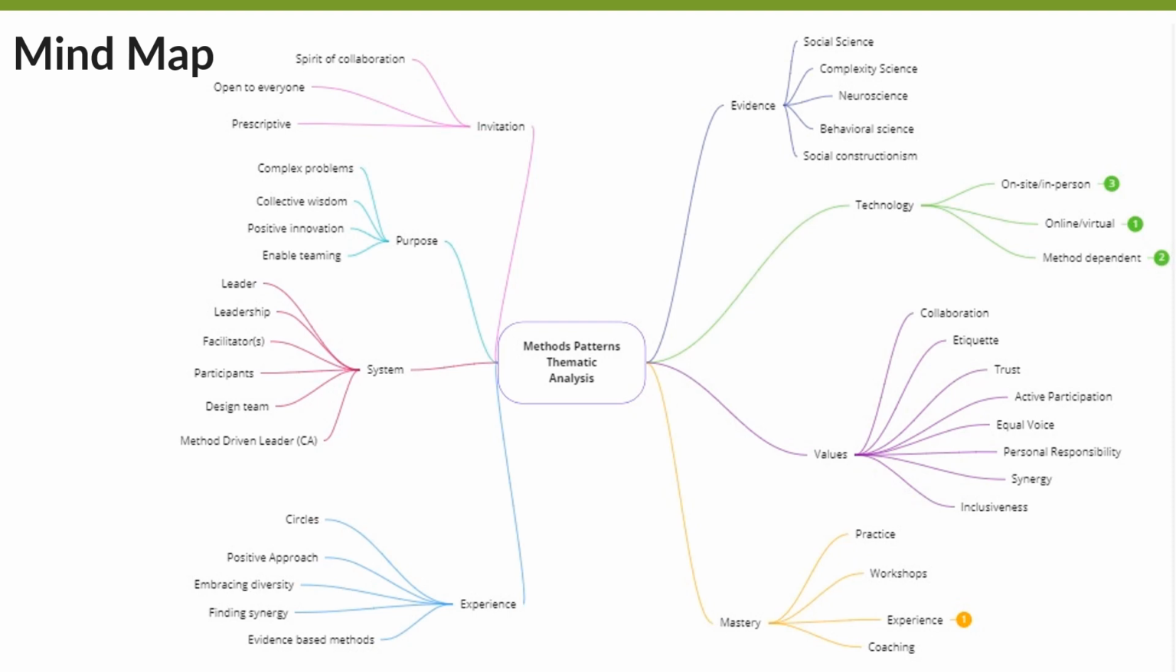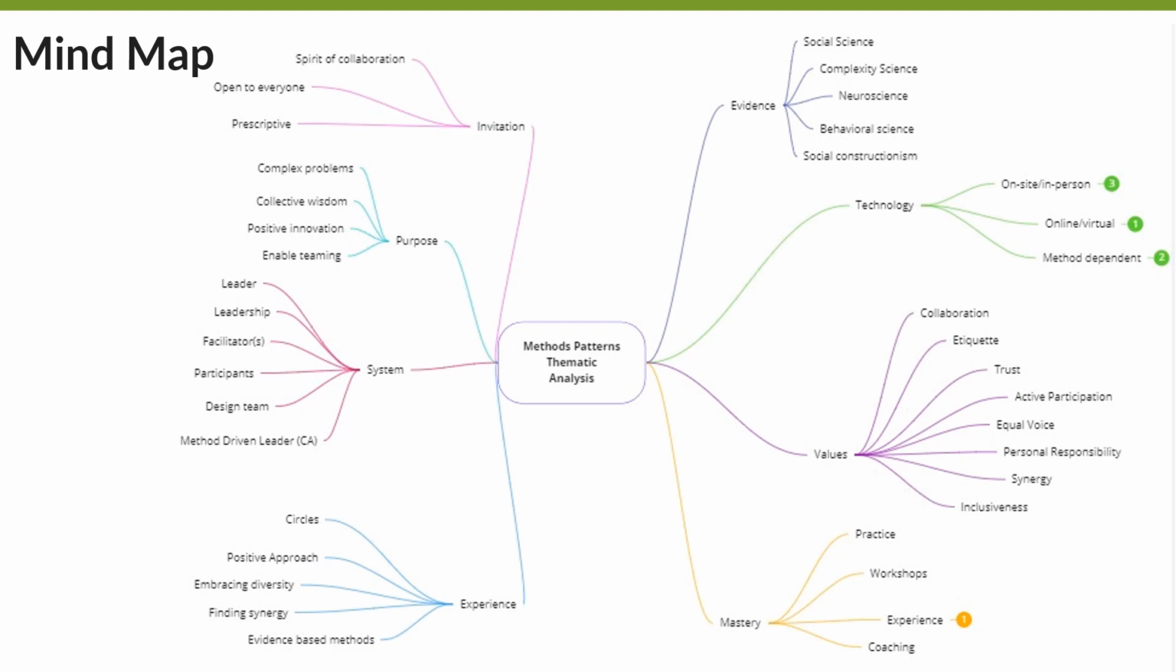So from an invitation standpoint, there's a spirit of collaboration. It's open to everyone. It can be prescriptive. So those were the three big themes that I saw in invitation. For purpose, it's complex problems, collective wisdom, positive innovation, enabling teaming. The system, very interesting to me, who should be involved. There's usually a leader, there's a leadership team, there's facilitators, there's participants, there's a design team, and then there are times where there's a method-driven leader, a specialty type person.